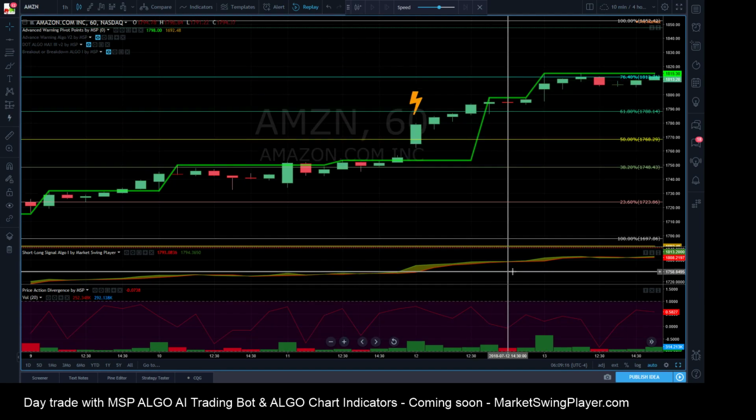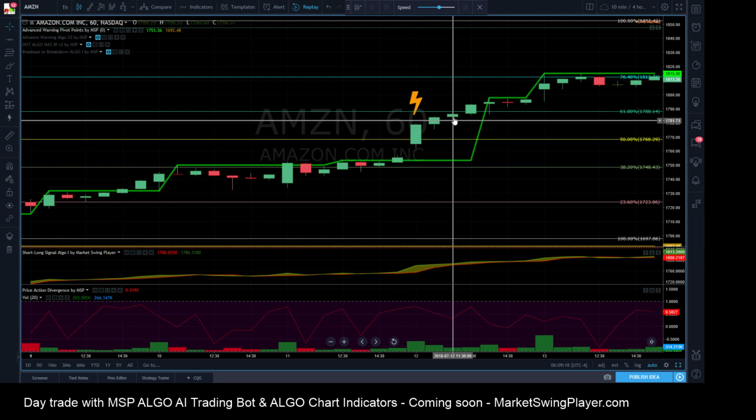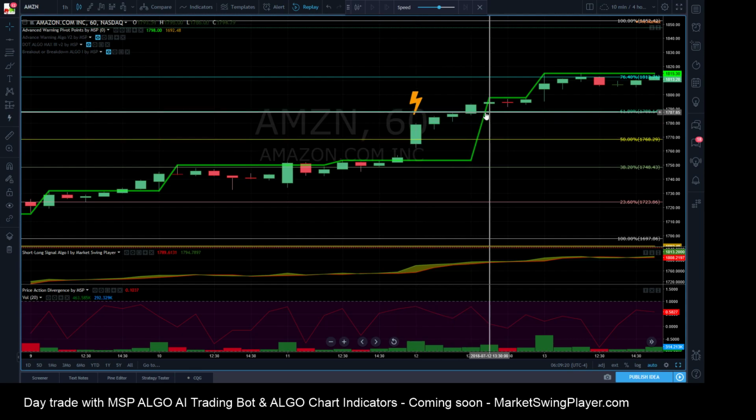So really nothing happened, right? We know how to trade. If it don't break support, it's not a short. And if it hold, it's still a long.